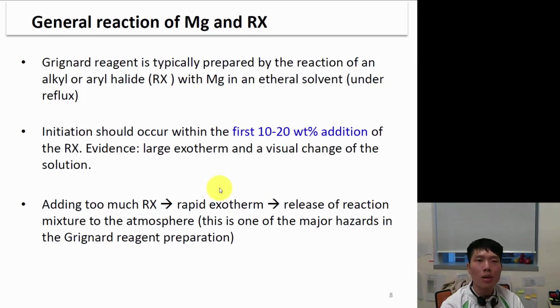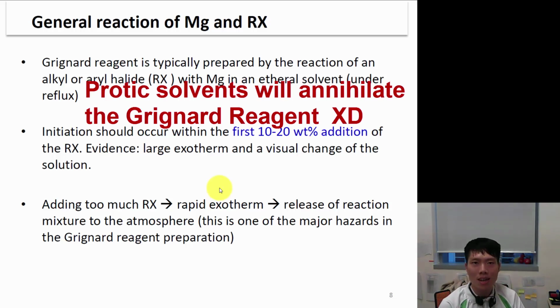Okay, so coming back to the general reaction of magnesium and alkyl halide, and we know that Grignard reagent is typically prepared by the reaction of an alkyl or aryl halide, RX, with Mg. We talked about it just now. And the solvent we use is like an ether. We never use methanol, ethanol, acid, no way. Think about it, why? Because these are protic solvents. We are going to have a very reactive metal here, Mg, that can potentially react and get displaced. You get hydrogen gas. You kill the Mg. No good.